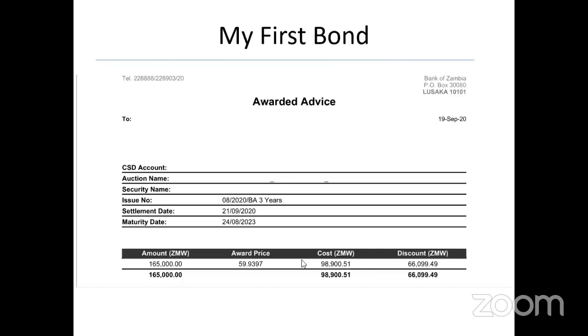So again, in my previous slide, I said that the actual returns are 107,000 something, but where is the other money? So I'll show you where that other money is, and it's basically the coupons.